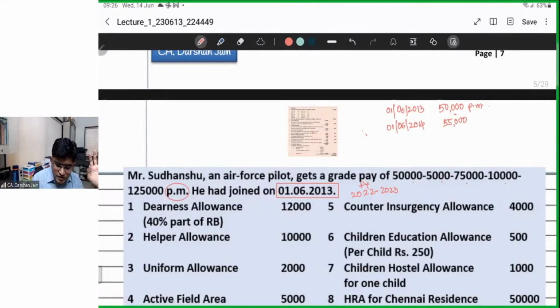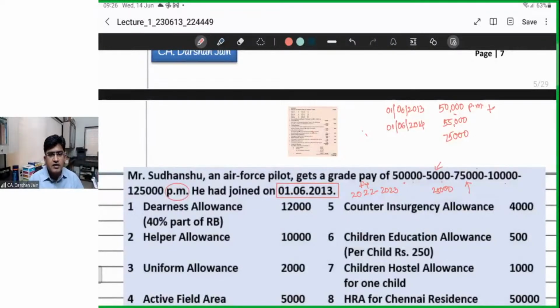And this 5,000 rupees hike would continue until his salary becomes 75,000. Getting my point? So 50,000, 5,000 rupees of hike until the salary is 75,000. Now the difference between 50,000 and 75,000 is 25,000. So how much time would it require to reach 75,000 rupees of monthly pay? Well, he'll require 5 years, isn't it?